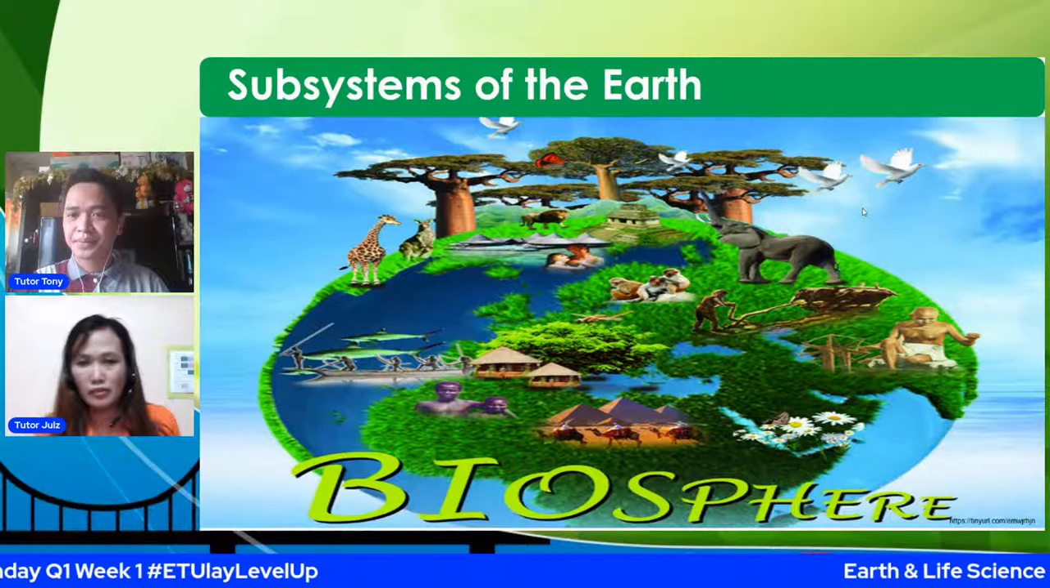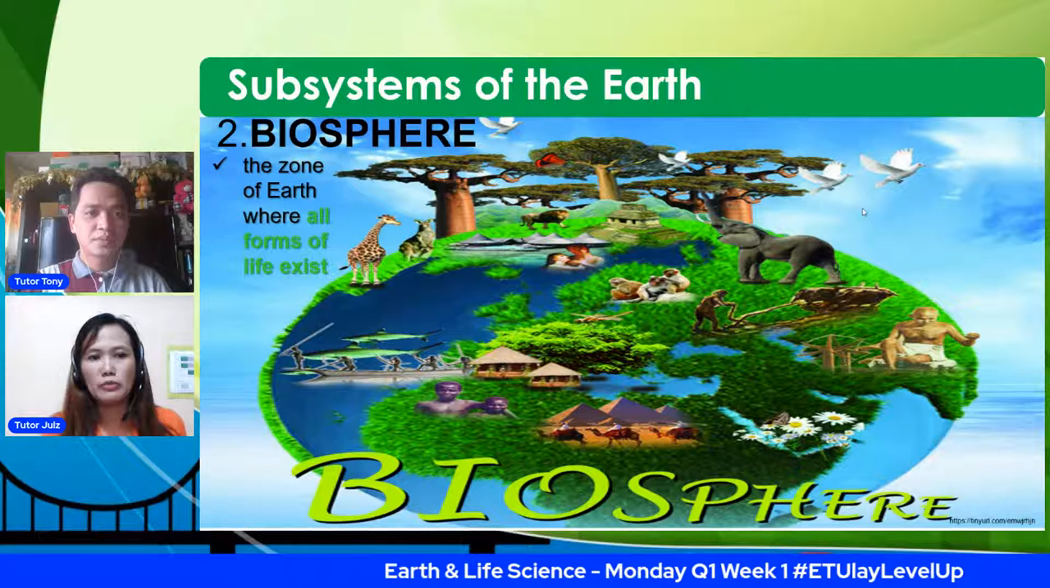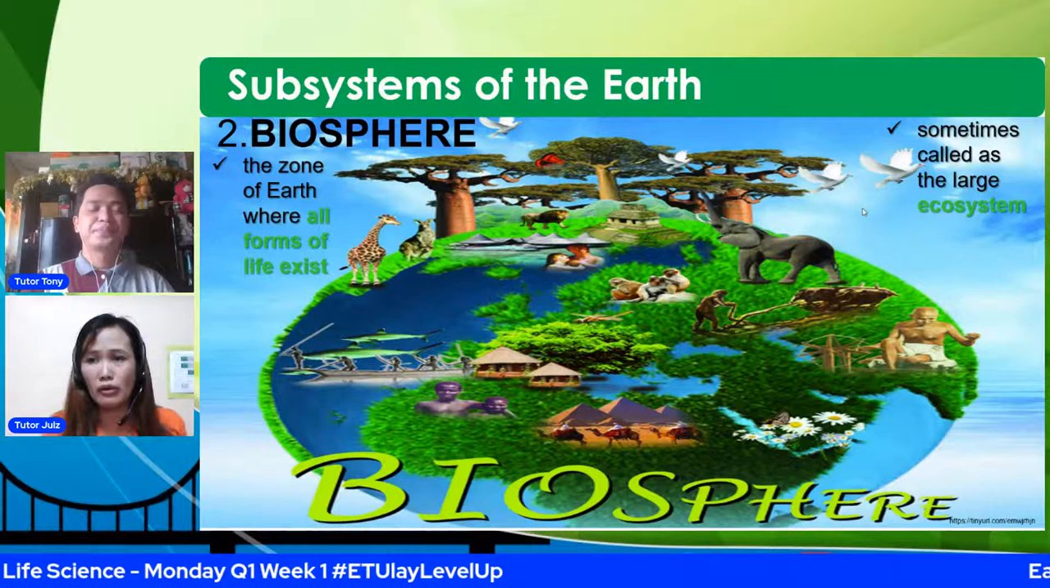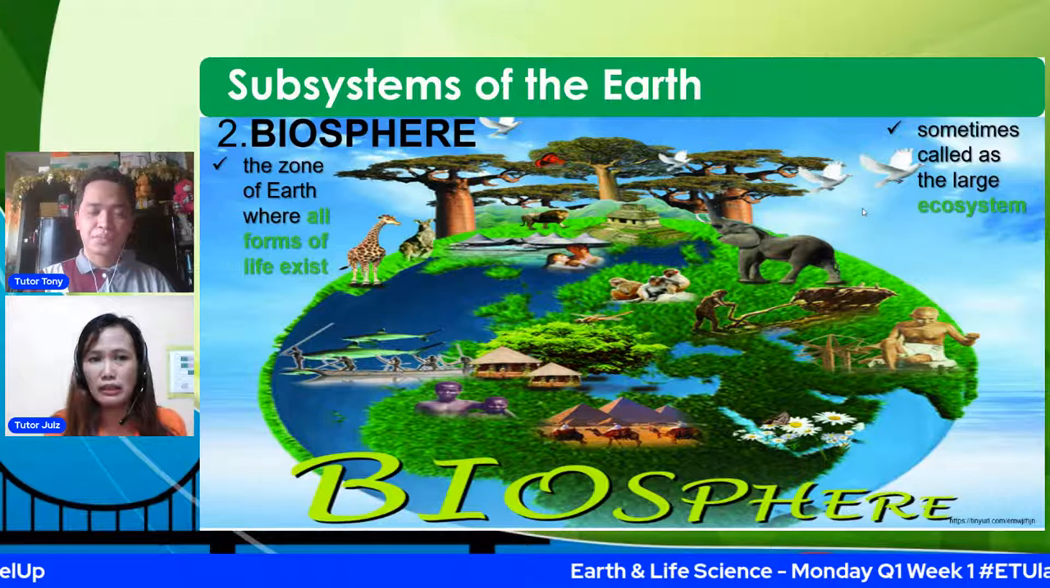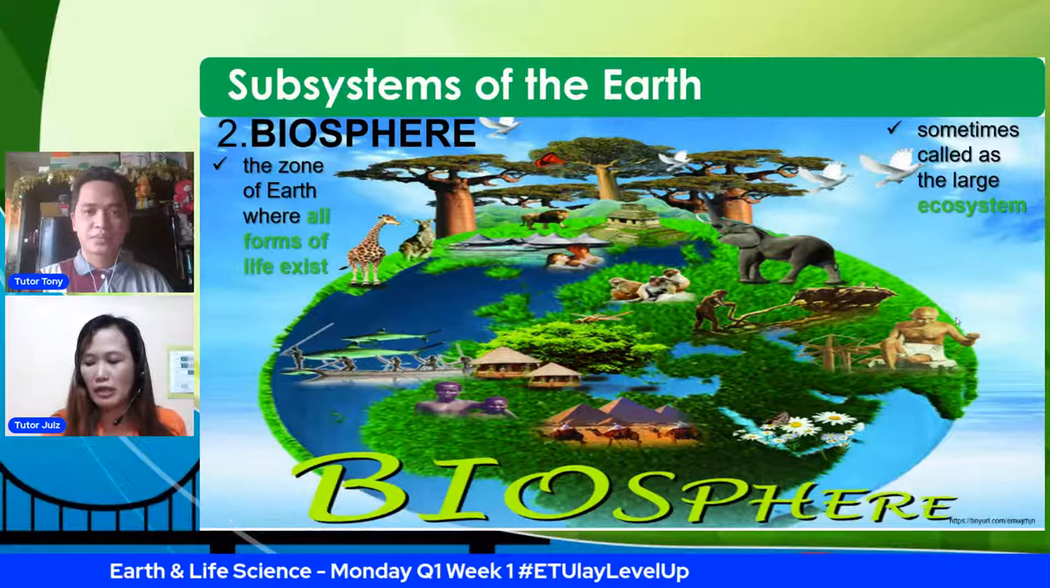Okay, the biosphere is known as the zone of Earth where all forms of life exist, sometimes called the large ecosystem. But in an ecosystem, it consists of biotic and abiotic. The biosphere deals only with biotic, the living organisms like this. Andiyan naman po yung mga examples.